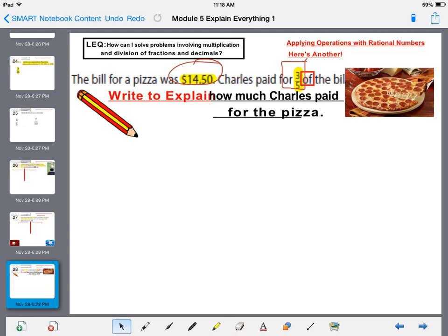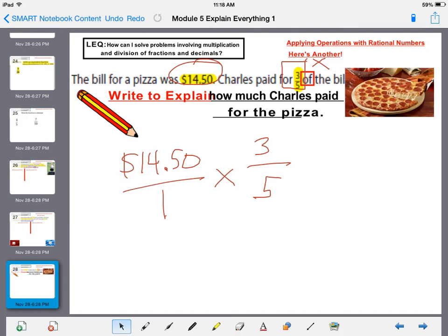The first thing that we need to think about is if he pays 3/5 of, that means we're going to multiply, because we want to know what 3/5 of $14.50 is. So we're going to start with $14.50. Of means times 3/5. Now what I have here is a whole number times a fraction. And I know that in order to solve this, I can set this $14.50 over 1 to also make it a fraction but not change its value.